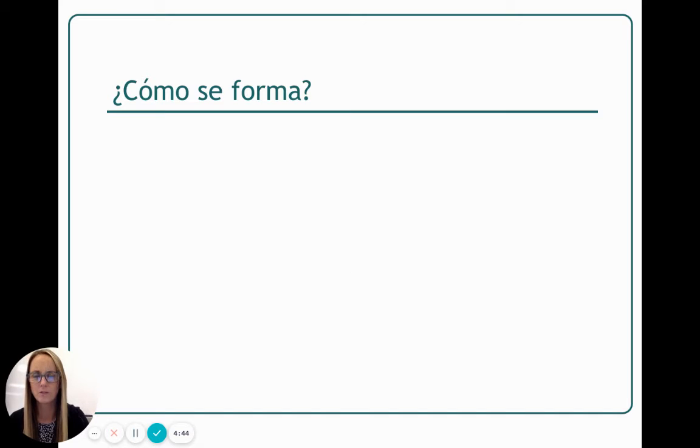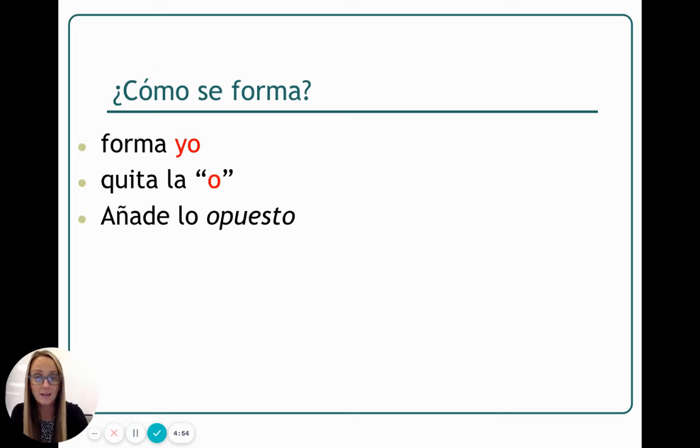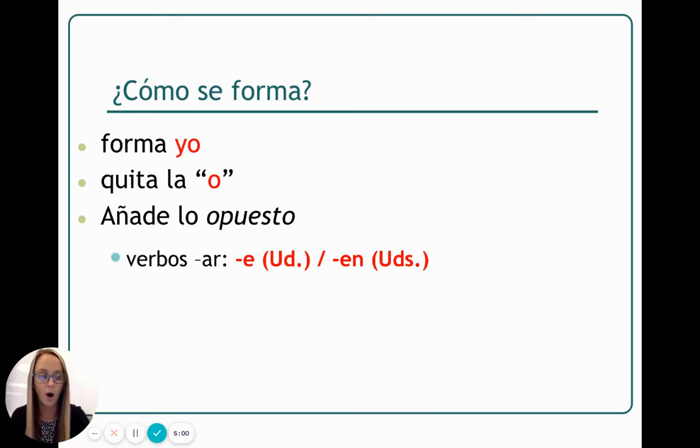So how do we form these formal commands? We start with that yo form, quitamos la O, we take off the O, and we add the opposite ending. But think about what forms we're doing. We're doing the usted and the ustedes commands. So what are our opposite endings going to be? You're filling this in on the doc.